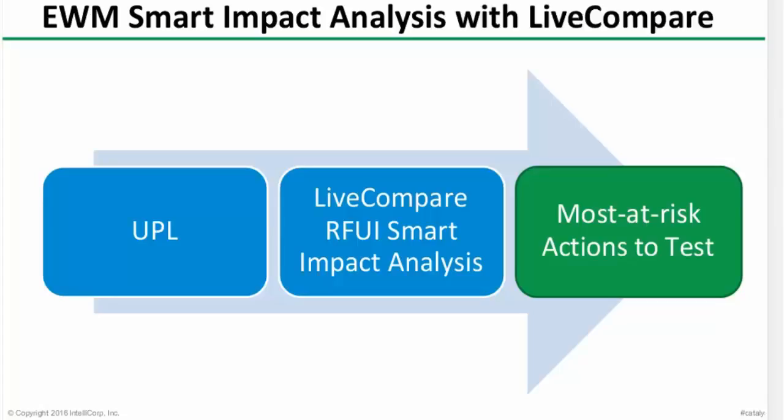So what does the Smart Impact Analysis for Live Compare look like? Well, the first thing we start with is the UPL data. And we know that you have to turn on the UPL data in your SAP system first to get started. Once you have it turned on and it's collecting in your SAP system, we can go into Live Compare and have it automatically download that UPL data to the Live Compare server. So that's a one-time thing to turn that on in your SAP system, and then a one-time thing to turn it on in Live Compare, and then you have that data to use for your Smart Impact Analysis.